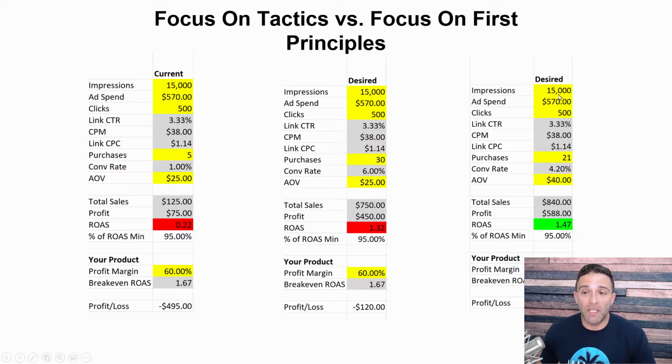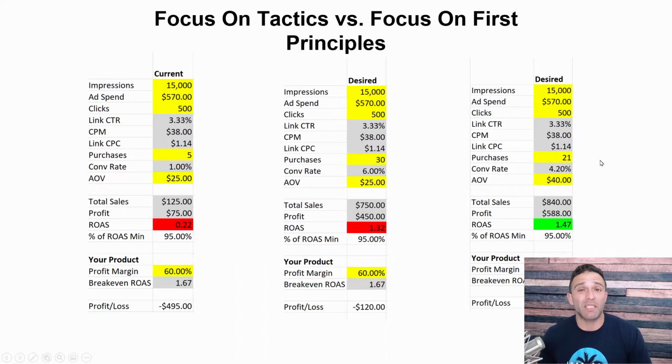So let's look at this. 15,000 impressions, $570 in ad spend, same click-through rate, so didn't change CPMs, CPC, nothing. I need a higher conversion rate. 1% is horrible, but a higher conversion rate isn't the answer alone. So we don't quite need 6, we need 4.2, 21 purchases, right? But we still have to bump up that average order value. That's the problem. And we got to increase our margin a little bit on that marketing funnel. So then we get our break-even ROAS to 1.43 with a ROAS of 1.47. So in this scenario, we spent $570. We actually made $18 to acquire 21 customers.